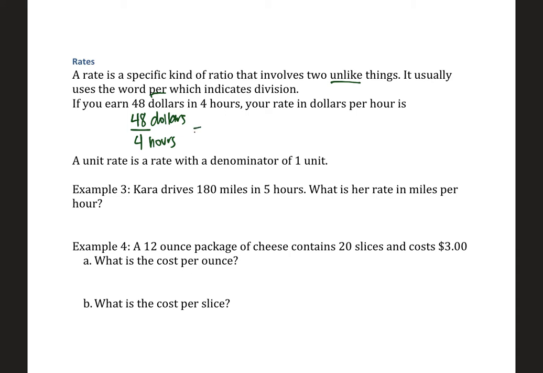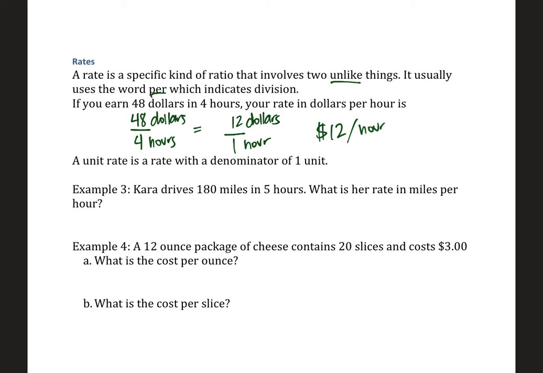But we want to simplify this so that I only have 1 in my denominator. So I'm going to simplify this fraction. 48 is divisible by 4. So 48 divided by 4 is 12. We have $12 per 1 hour. So we can also write this as $12 per hour. Either way is fine.